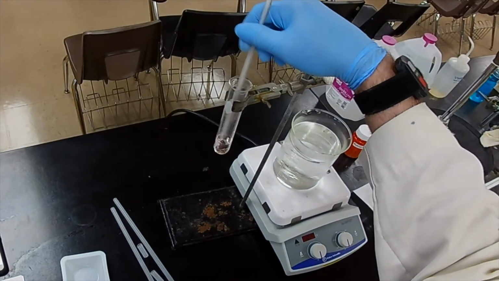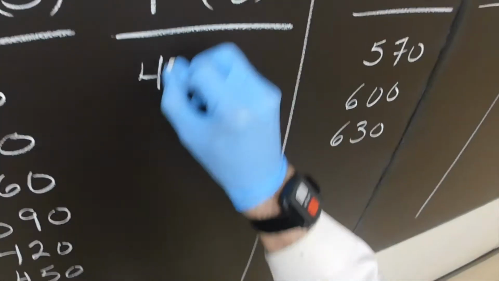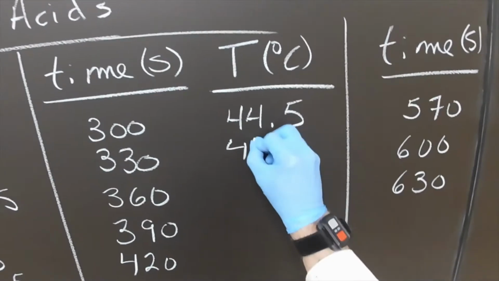Okay, next measurement, 300 seconds, which is 5 minutes. Here it comes, and that's 44.5. Okay, we're getting close to the former freezing point. But we know that the freezing point is going to be less than that. So we're just going to keep an eye out for crystals. Here comes the next one. 43.